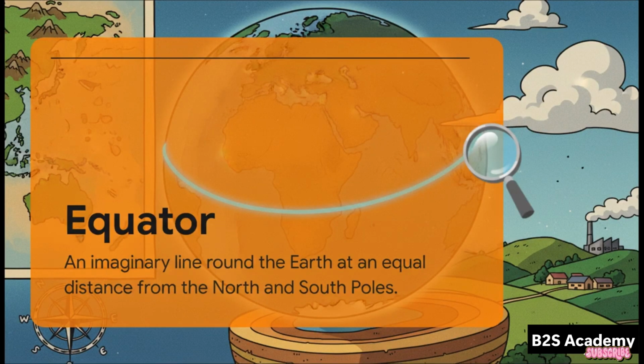And a good place to start is right in the middle, the equator. Now, it's an imaginary line. You can't actually go and stand on it, but its effects are very, very real. It's the baseline, the great divider that splits our world into the northern and southern hemispheres. And because it gets the most direct sunlight year-round, it's basically the engine that drives our entire global climate.